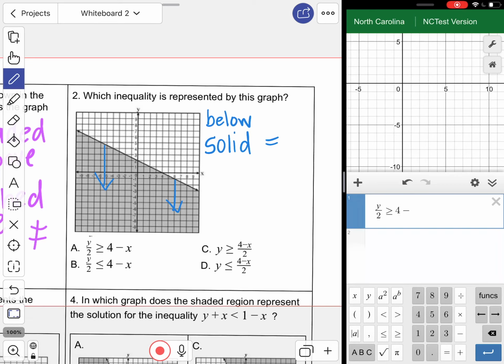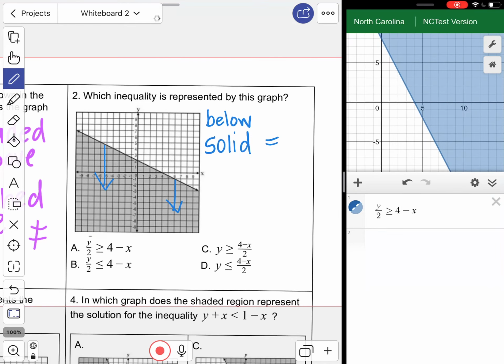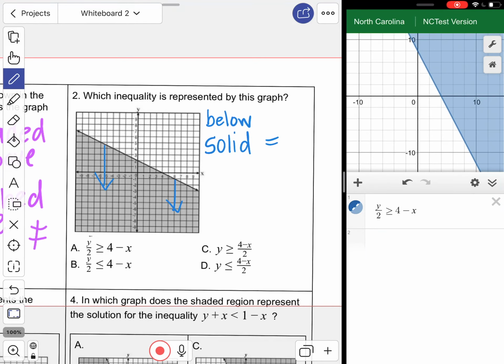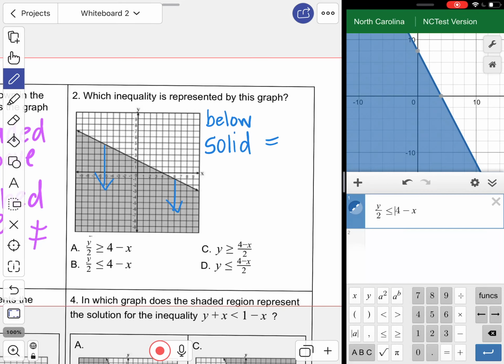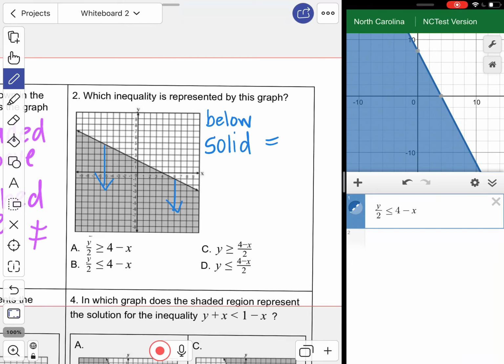So we have 4 minus x. All right, so here I can clearly see that the shading is above. It is solid, but it's a completely different direction, so that's not going to work. For B, that one is less than or equal to. Still, even though it's less than, if I check my value, I have a y-intercept at -8 over here, but my y-intercept over here is at +2. So that's not going to work for us. So A and B are gone.